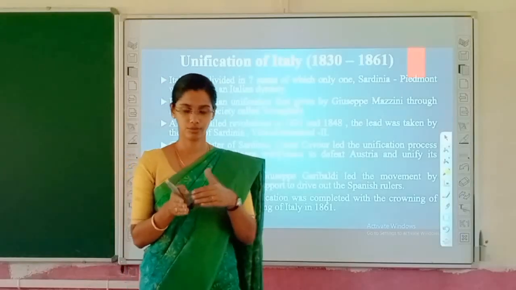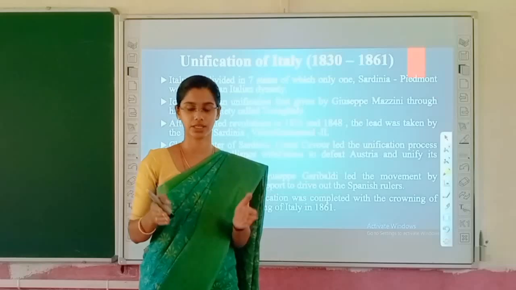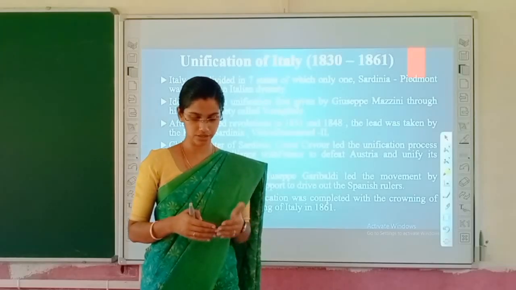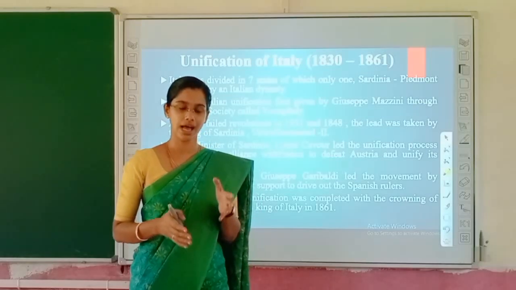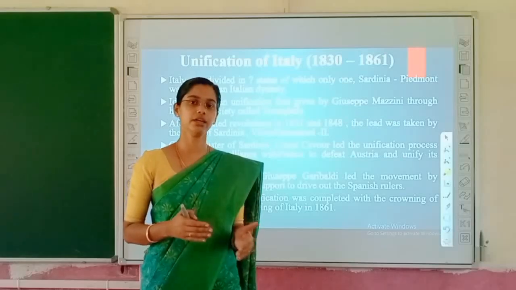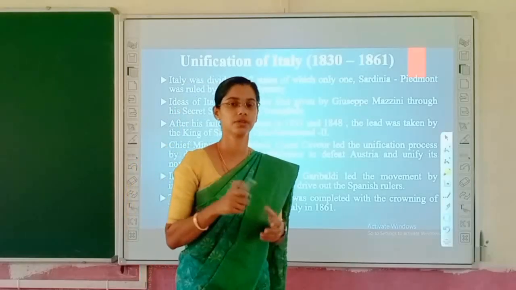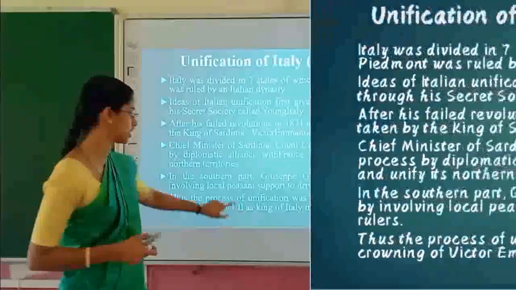So in Italy, the monarchy was ended. After that, in 1861, William Emmanuel II was proclaimed the king of United Italy. Then they desired Rome as the capital city of Italy. These are the main points relating to the unification of Italy.